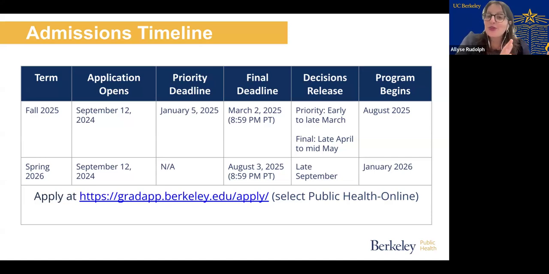So again, those of you who are looking into this now are on a great track, a great timeline to submit by that priority deadline if you would like. And if you feel like you really want to take your time with your application, you're also welcome to submit by March 2nd for fall. Our spring application is actually also open. If you are just getting some information early on, but really not ready to start the program in the next year, you are welcome to apply for spring of 2026 as well.